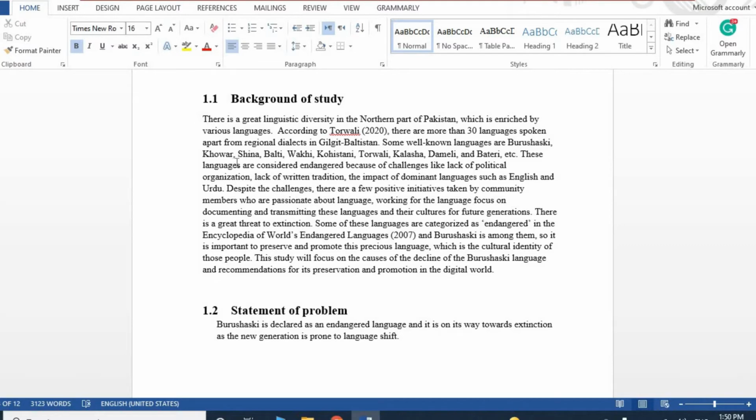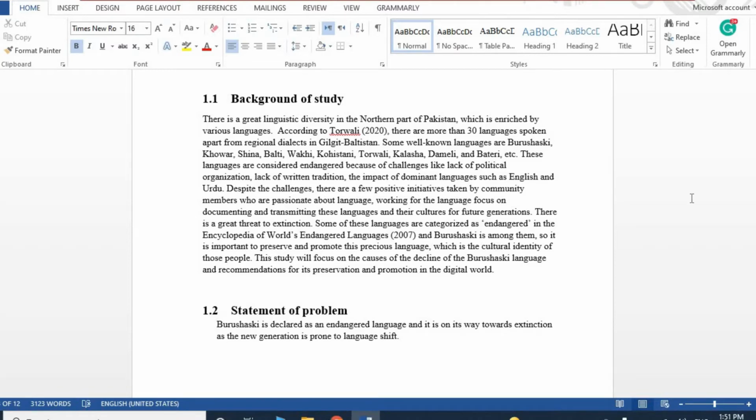Other languages include Khwarshina, Balti, Wakhi, Tawali, Kalashi, Damali, and things like that. And apart from that, there are challenges to these languages. So what are the initiatives that have already been taken, and what needs to be taken, right? According to the Encyclopedia of World Endangered Languages 2007, Burushaski is among the endangered languages, right?